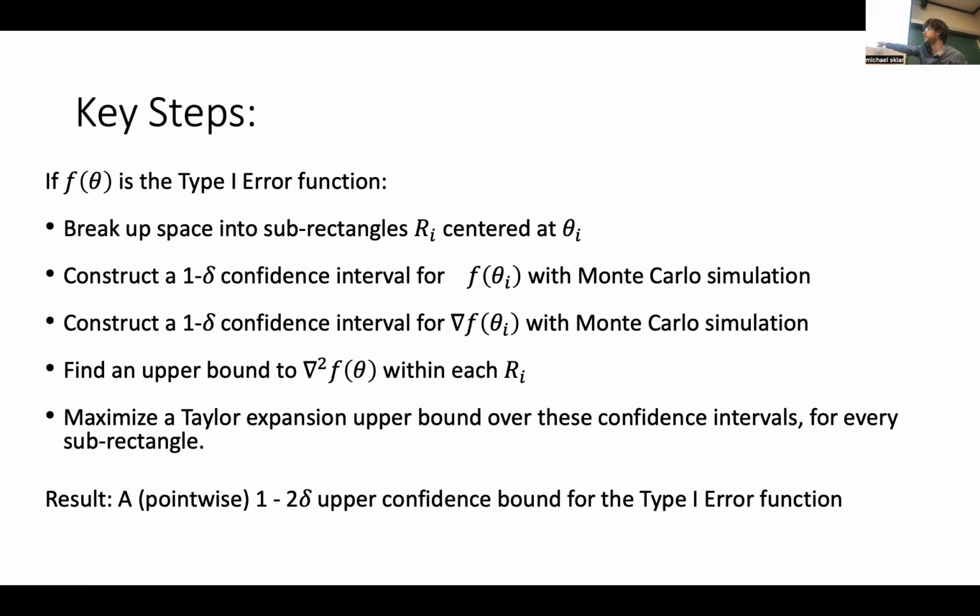And my claim here is that this gets you a 1 minus 2 delta upper confidence bound for the type 1 error function. Okay, this is not a uniform upper confidence bound, it's a pointwise one. That's okay, that's what you want, because there's only going to be one true theta in nature. So for that particular theta, this is going to be valid. That's all we need.